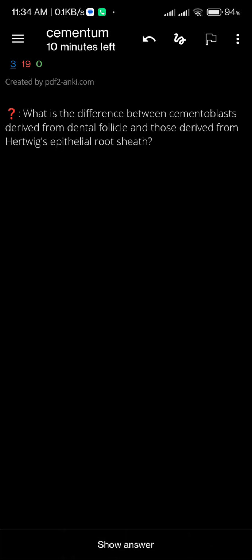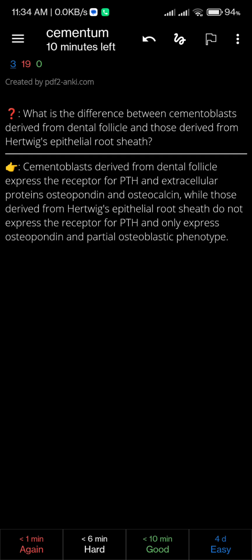So what is the difference between cementoblasts derived from the dental follicle and those derived from Hertwig's epithelial root sheath? Cementoblasts derived from the dental follicle express the receptor for PTH and extracellular proteins osteopontin and osteocalcin, while those derived from Hertwig's epithelial root sheath do not express the receptor for PTH and only express osteopontin and a partial osteoblastic phenotype.